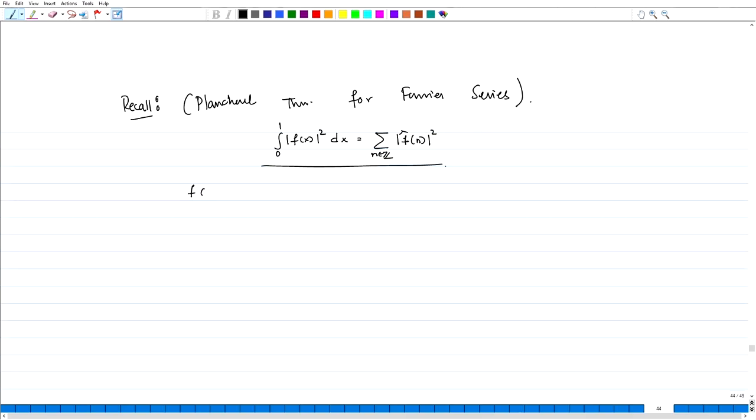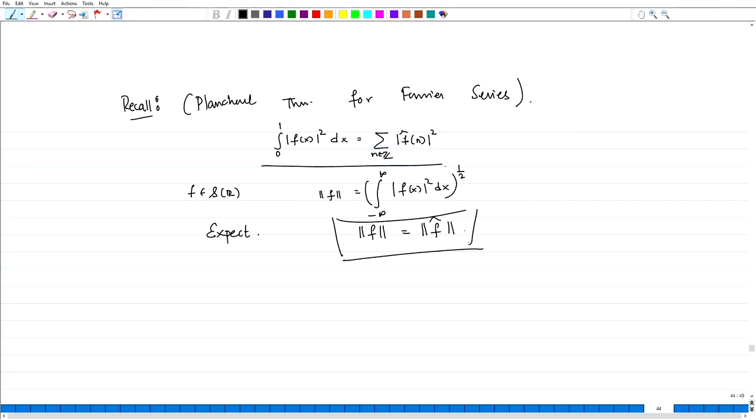Naturally, if f is in the Schwartz space, we will denote the L2 norm of f, so the most expected Plancherel theorem should be that the norm of f equals the norm of f hat, and that is what we are going to prove.